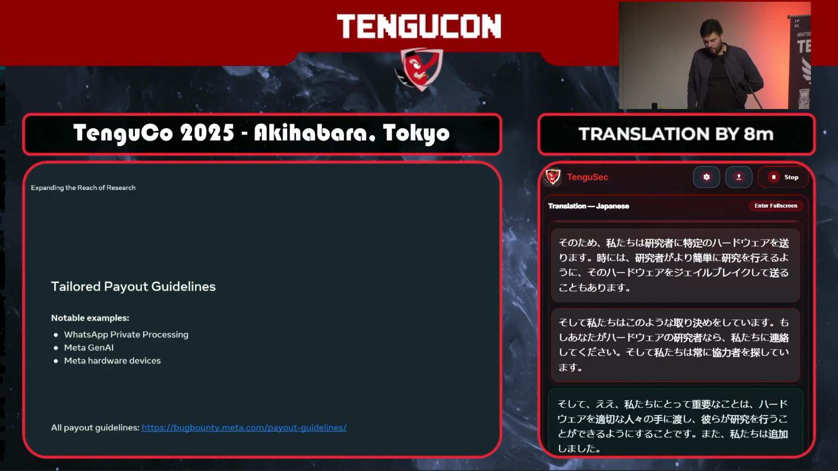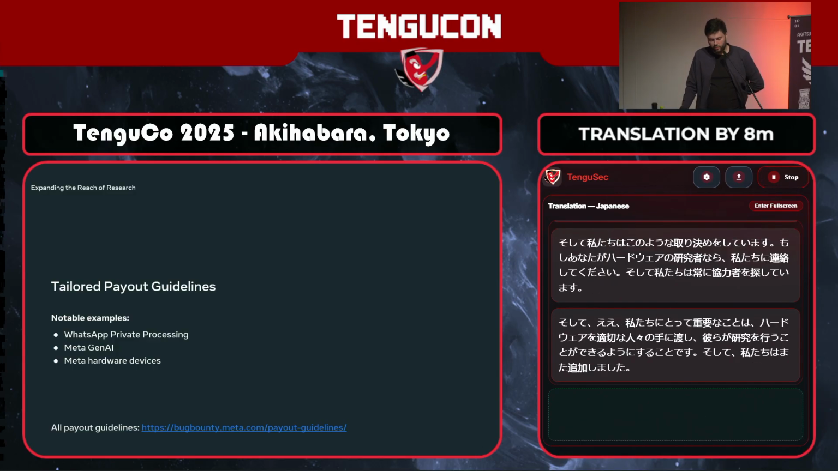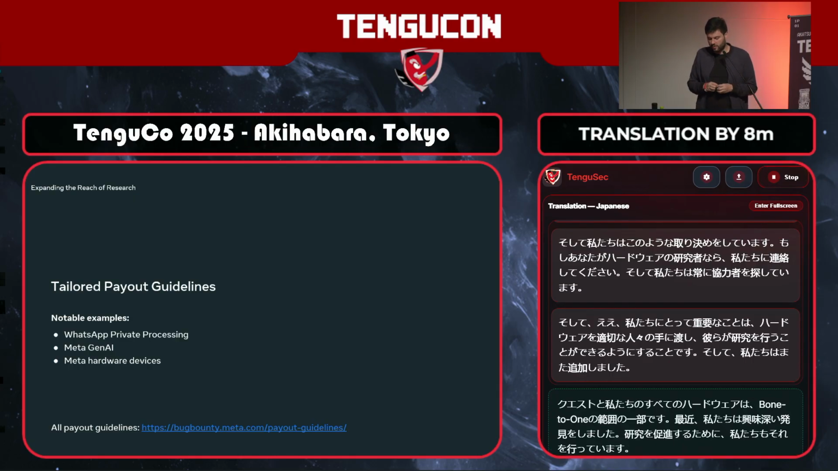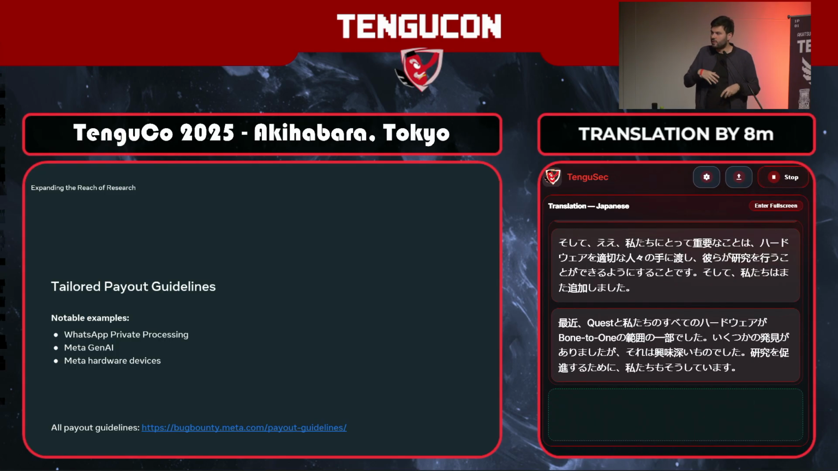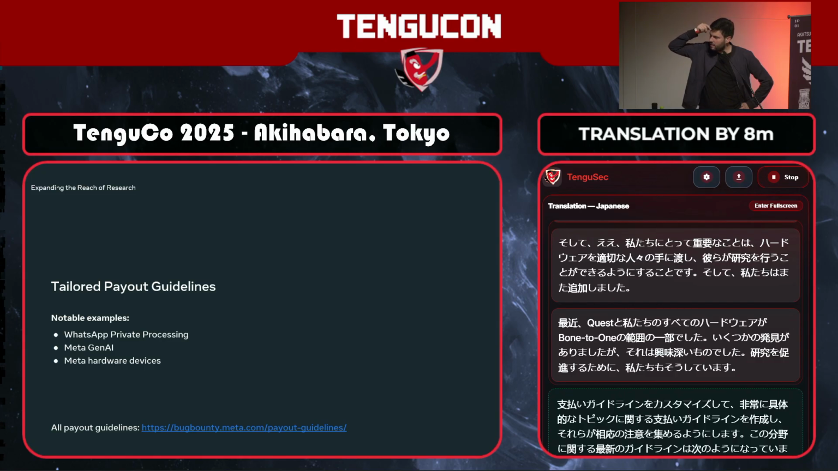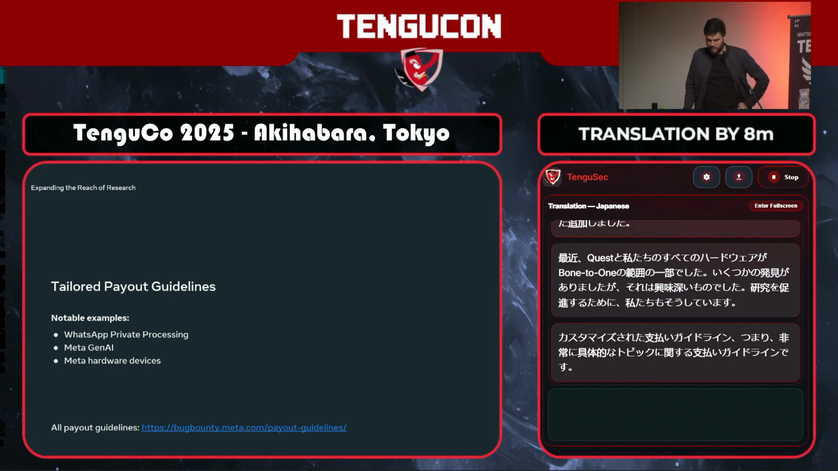We also added Quest and all our hardware as part of the Pwn2Own scope recently. We got some findings, it was interesting. To incentivize research, we also do tailored payout guidelines. So payout guidelines about very specific topics to make sure they get the attention they deserve. The latest guidelines we have in this area are, as I said, WhatsApp private processing, Meta Gen AI, and the last guidelines about hardware devices.